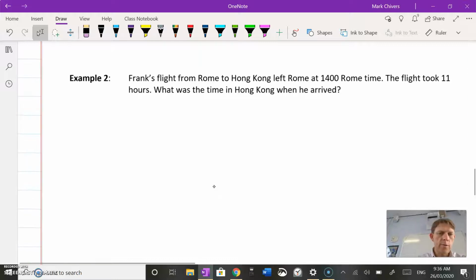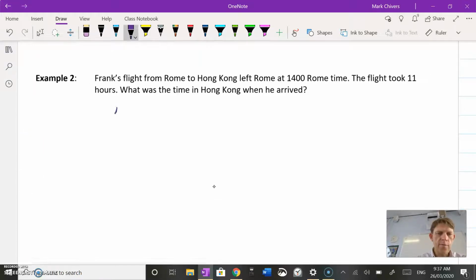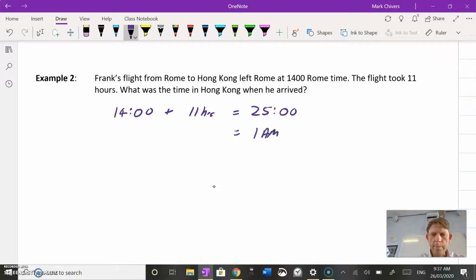So if we go 1400 hours plus 11 hours, well, that's going to be 2500 hours. That doesn't make much sense. So it's actually going to be 1 a.m. And it doesn't say what day it is, so the next day.